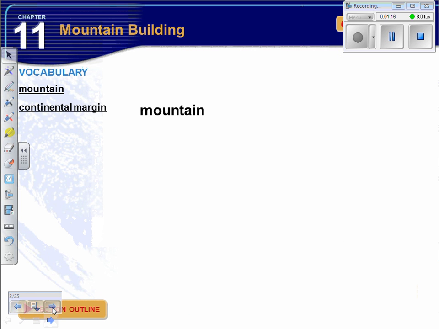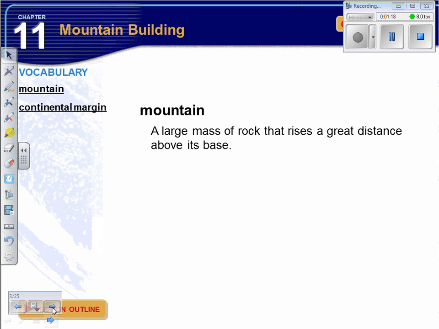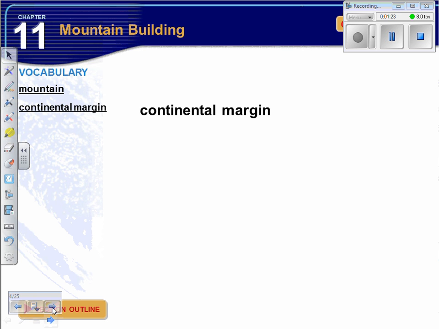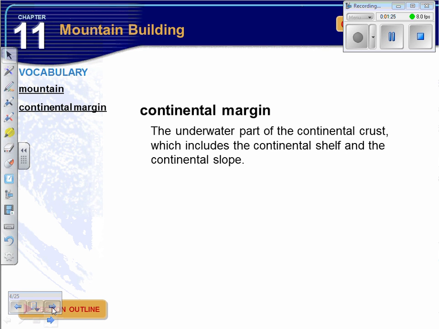Vocabulary for Section 1. A mountain is a large mass of rock that rises a great distance above its base. Continental margin is the underwater part of the continental crust, which includes the continental shelf and the continental slope.